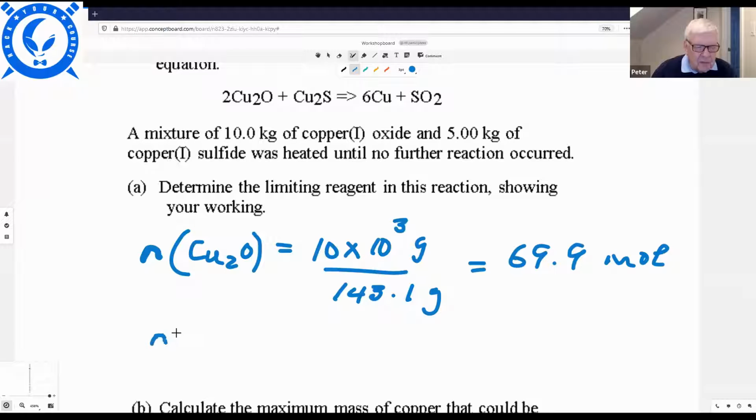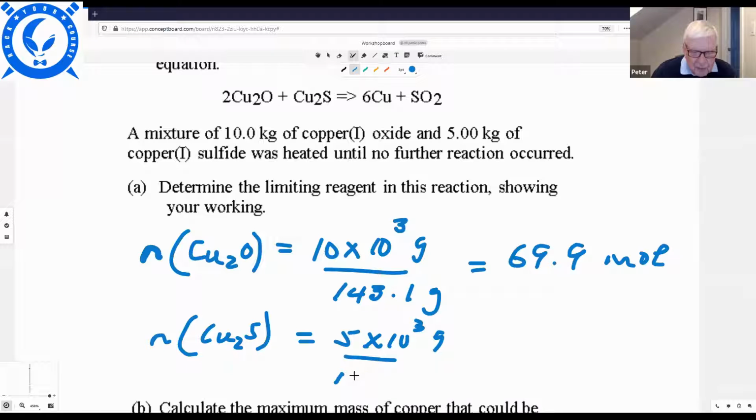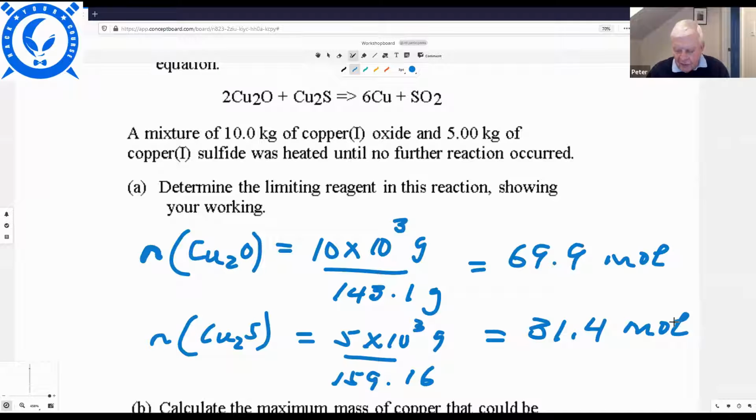You do the same thing for the number of moles of copper sulfide. In this case now it's 5 times 10 to the 3rd grams divided by its molecular weight, which is 159.16. And that gives you the number of moles of copper sulfide, 31.4. So then you compare, is this the stoichiometric ratio or is one or the other in excess? Well, if you have 31.4 moles of copper sulfide, the balanced equation tells you you need twice the number of moles of copper oxide, which would be 62.8 moles. Clearly, the copper oxide is in excess, and so the copper sulfide is limiting.